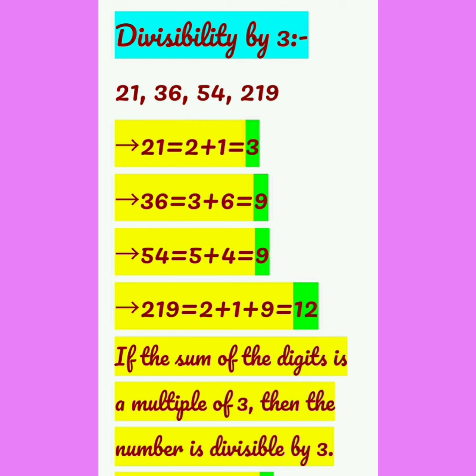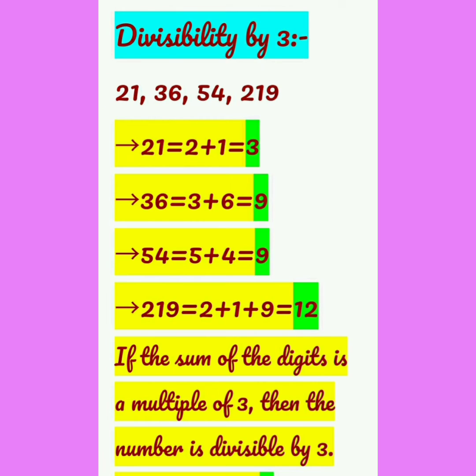Now observe the numbers 21, 36, 54, 219. Are these numbers divisible by 3? Now try to add the digits of these numbers. That is 21, we can add 2 plus 1, we get 3. Then 36, 3 plus 6, we get 9. 54, 5 plus 4 equal to 9. Okay. Then 219, if we add, we get 12.